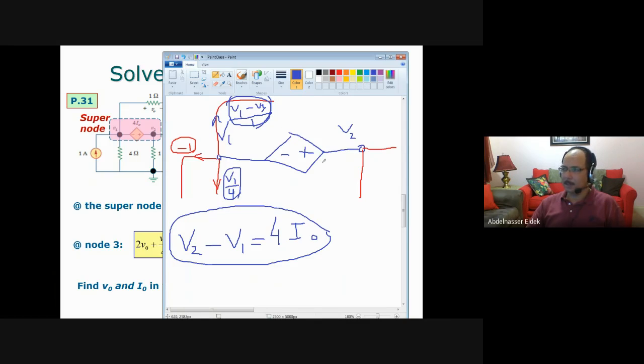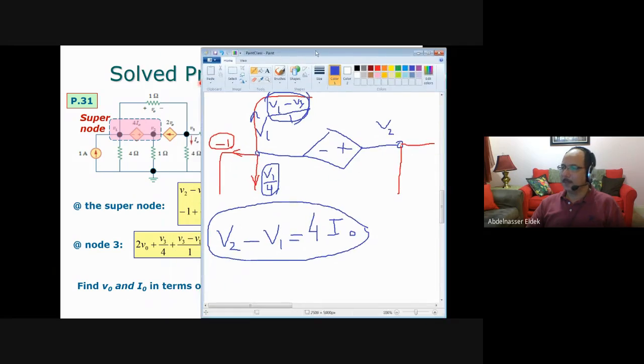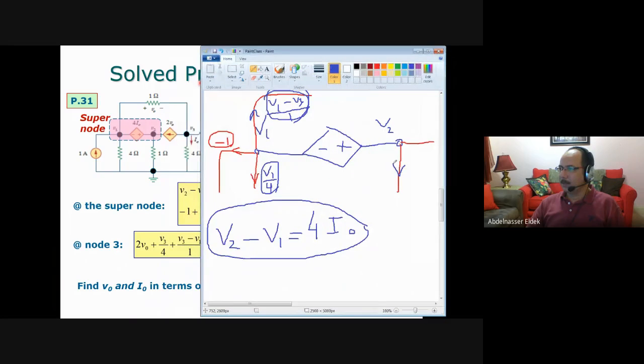From the other side, what is this current here from V2? It is V2 minus 0 over 1, so it is V2 over 1. The second current is opposite to the current source here, and the value of the current source is 2V0. Then this current is 2V0. There it is. So now you have 5 currents.